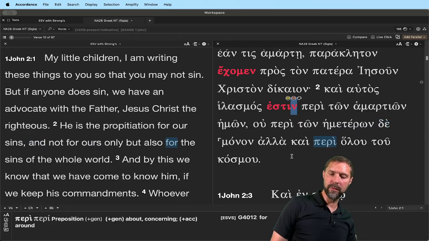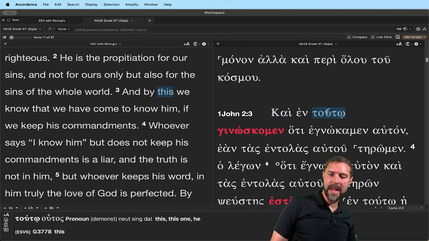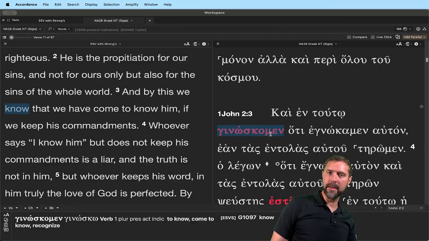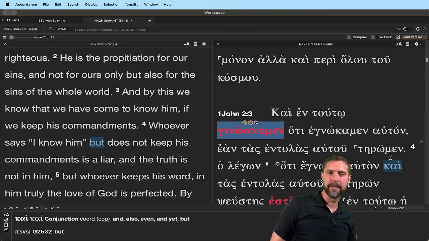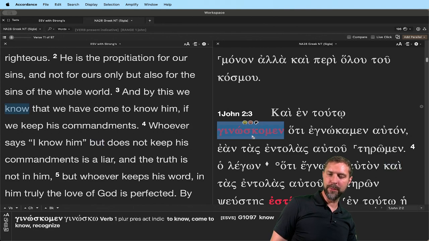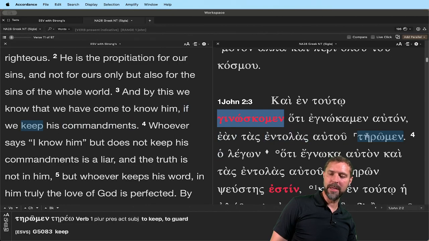Not for ours only, but also for the sins of the whole world. And in this, gnosko, like Gnostic, is the word for knowing. Can you look at the form according to your chart? And according to your chart, what form am I looking at here with gnosko? Okay, just find the spot on the chart. Okay, if you didn't pause the video, you can pause it now. This is the first person plural. So it's in that top right spot. First person plural, it's we. And in this we are knowing that we have known him if we should be keeping his commandments.